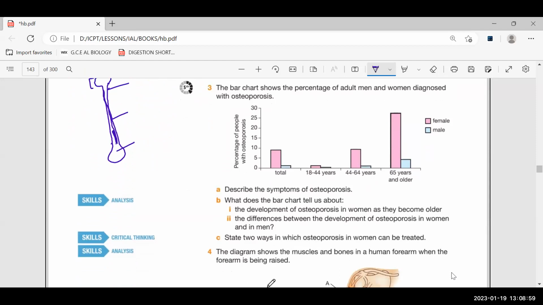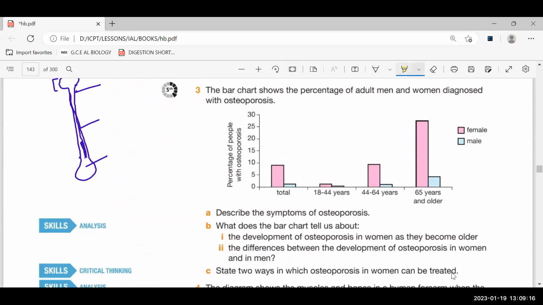The bar chart shows the percentage of adult men and women diagnosed with osteoporosis. So the age limits are 18 to 44 years, and the next age limit is 44 to 64 years. And next is 65 years old.